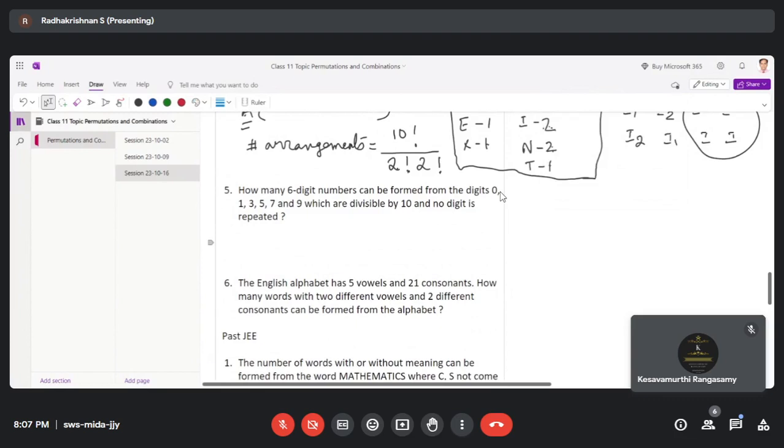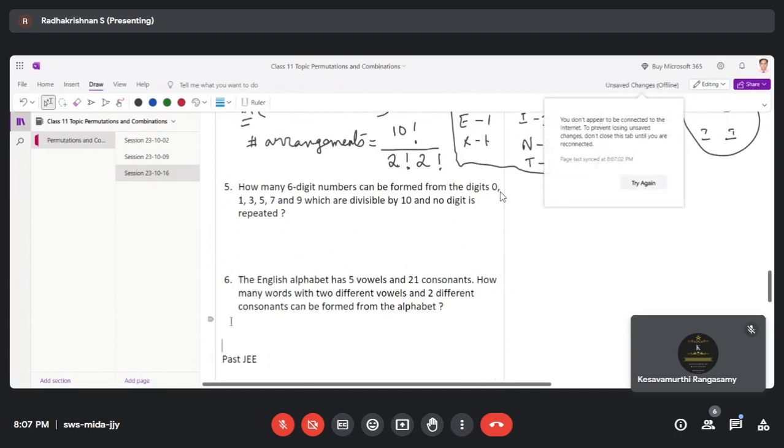So this is a very simple problem. We've seen similar problems, right? How many 6-digit numbers can be formed from the digits 0, 1, 3, 5, 7, 9? Divisible by 10 means the last digit has to be 0, right? The rest of the digits we can shuffle. So the question is how many ways we can do that.